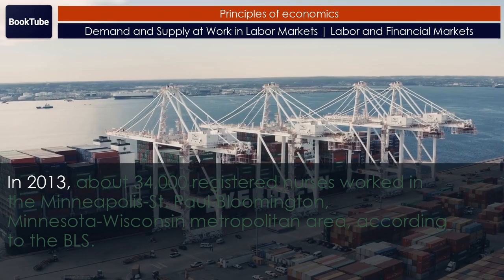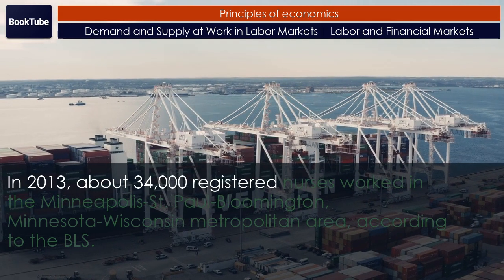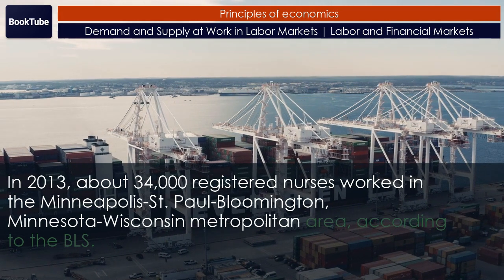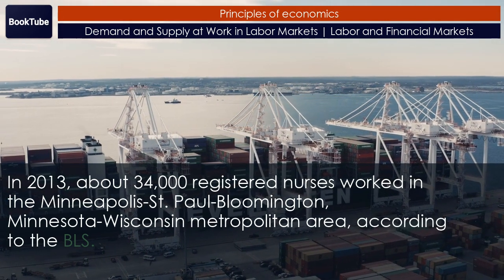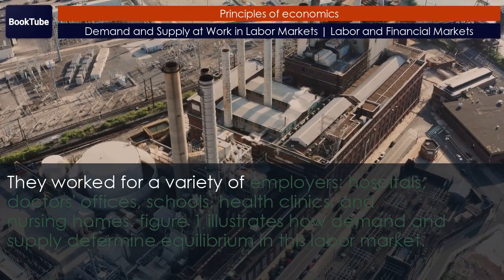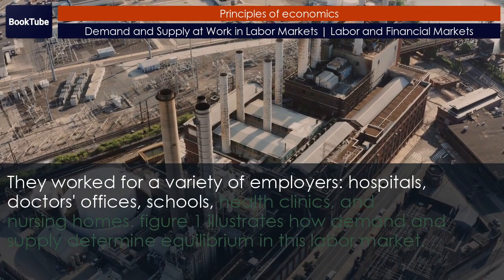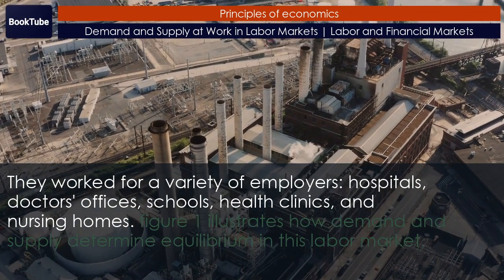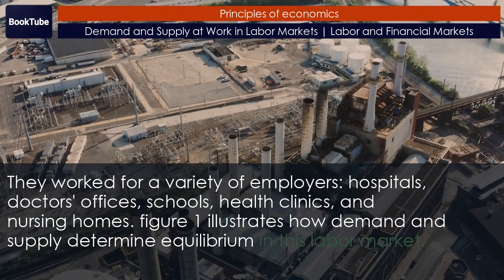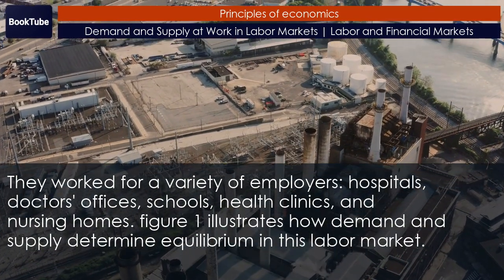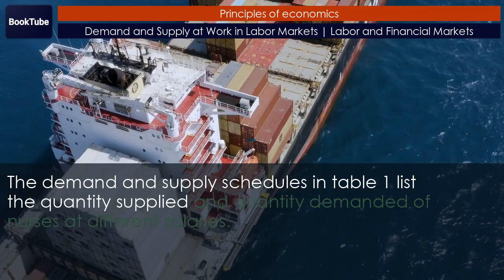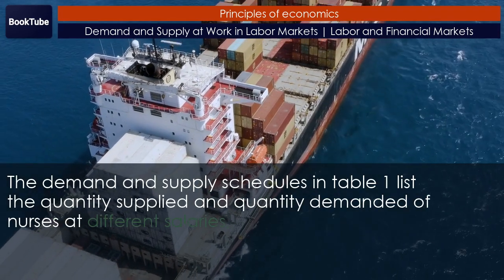In 2013, about 34,000 registered nurses worked in the Minneapolis-St. Paul-Bloomington, Minnesota-Wisconsin metropolitan area. According to the BLS, they worked for a variety of employers: hospitals, doctors' offices, schools, health clinics, and nursing homes. Figure 1 illustrates how demand and supply determine equilibrium in this labor market. The demand and supply schedules in Table 1 list the quantity supplied and quantity demanded of nurses at different salaries.